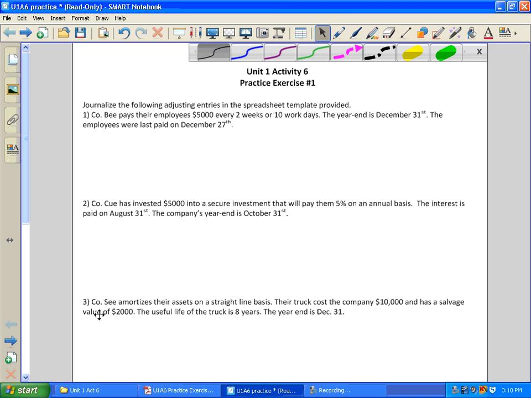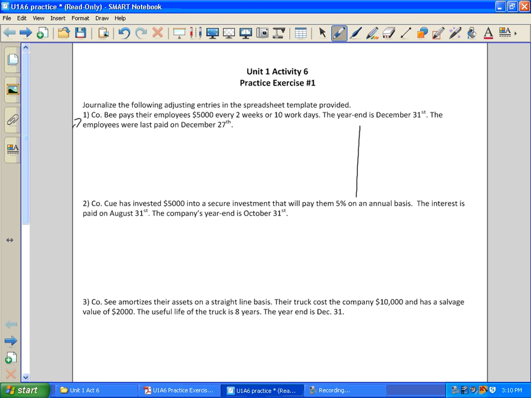So, first and foremost, number one. Company B pays their employees $5,000 every 2 weeks or 10 workdays. The year end is December 31st. The employees were last paid on December 27th. So off to the side, which I always like to use as a place to do some calculations, I realize that we have the 27th, 28th, 29th, 30th, and 31st of December. That's 1, 2, 3, 4, 5 days that we owe the employees money for.